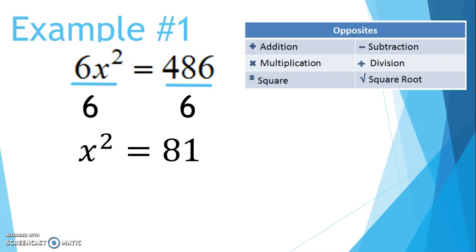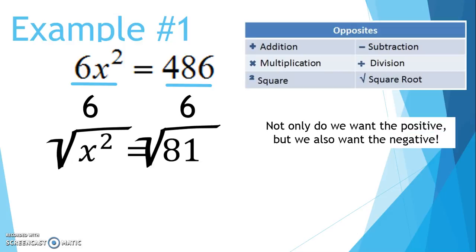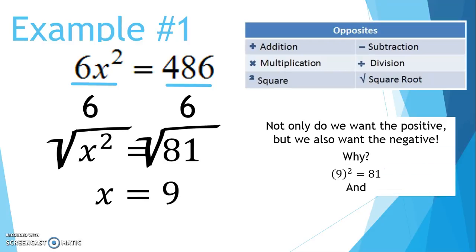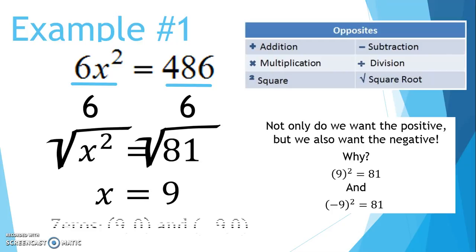Now, we want the variable by itself. We want to isolate that variable. So to undo a square, we're going to take a square root. But we can't just do that to one side. We have to do that to the other. Well, all that does is cancel out my square. So I'm left with x equals 9. But not only do we want a positive, but we also want the negative of that. And the reason for that is because 9 squared is 81, but negative 9 squared, negative 9 times negative 9, is also 81. So our zeros or solutions here would be 9, 0 and negative 9, 0.